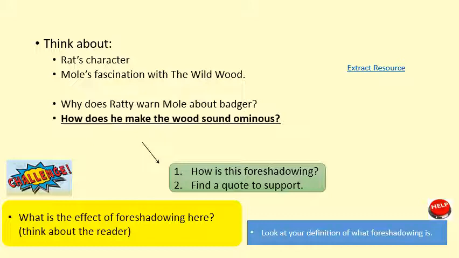Find a quote to support it. Find a quote in that extract that shows foreshadowing. Anything that hints that something bad might be going to happen down the line in or to do with the Wild Wood. So what do you think the effect of this foreshadowing is? How does it affect the reader?